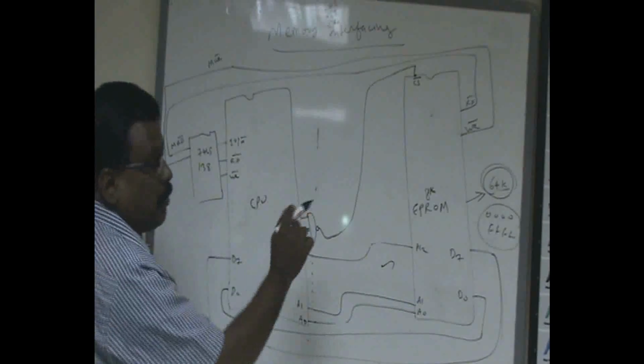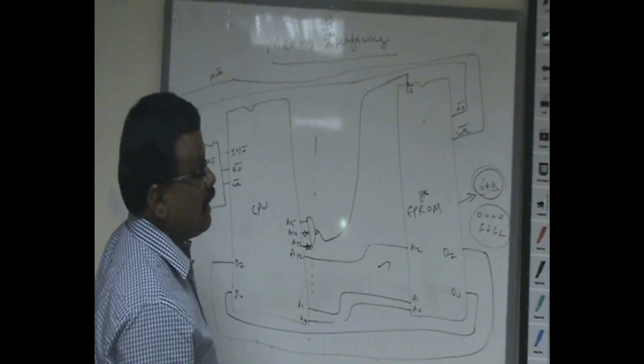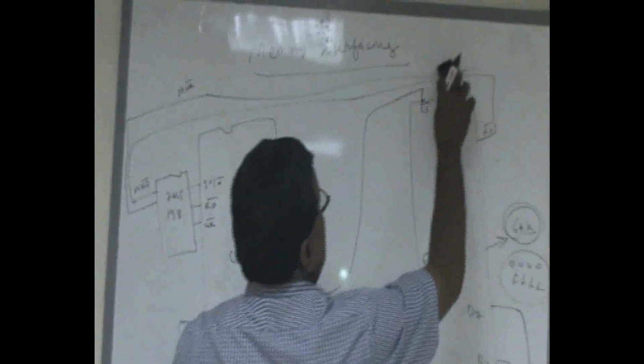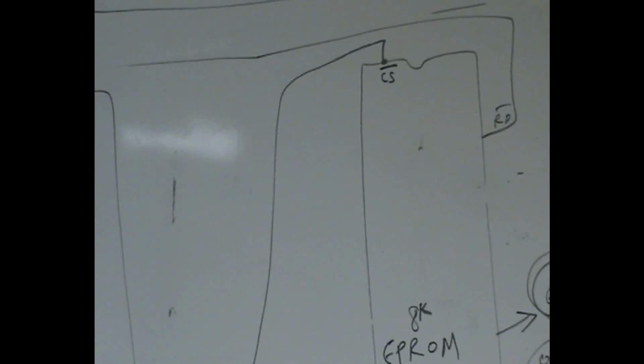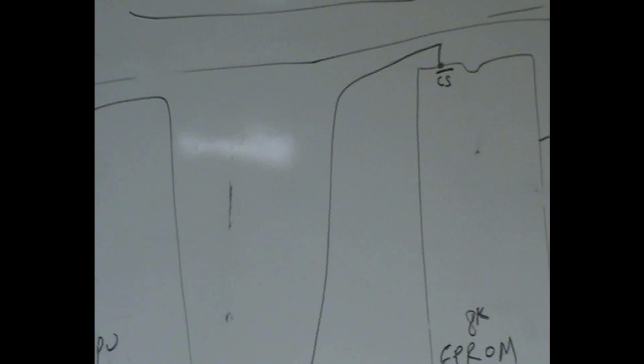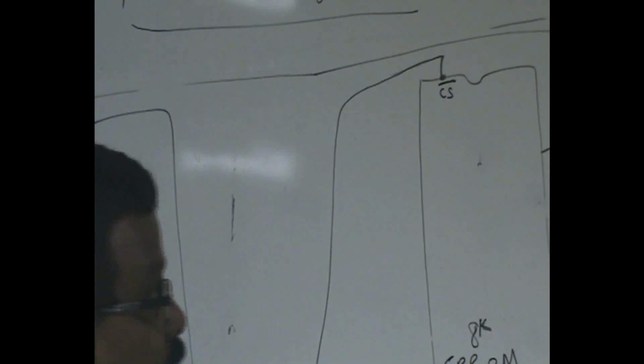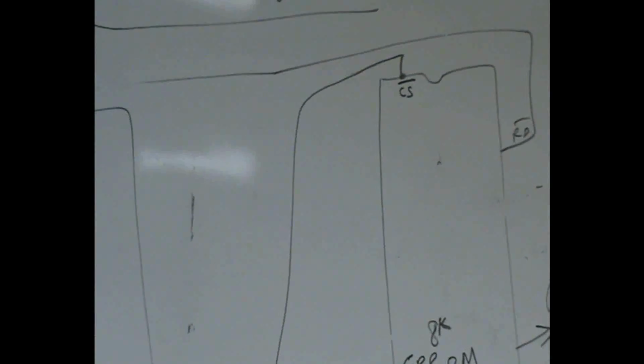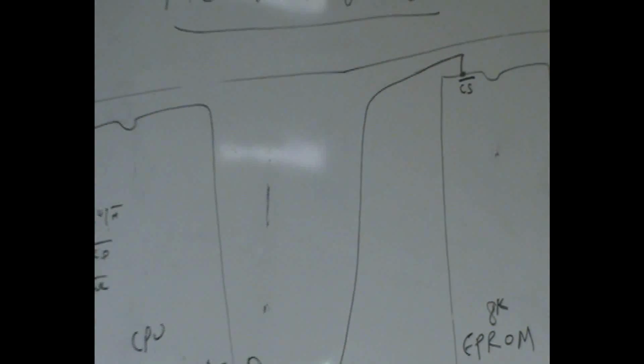Now, as far as EEPROM is concerned, it is read-only memory, so there is no write bar signal. If you look into the pin diagram of an EEPROM IC, there is no pin called write bar. So you need not connect the write bar signal. It is not possible to connect it. You can connect only memory read bar with the read bar.